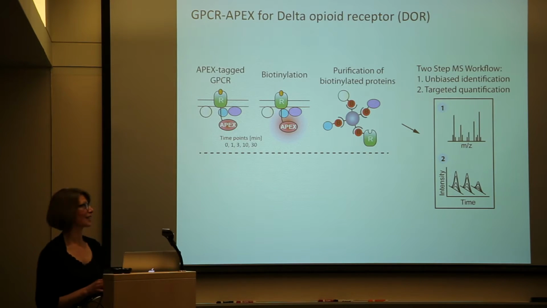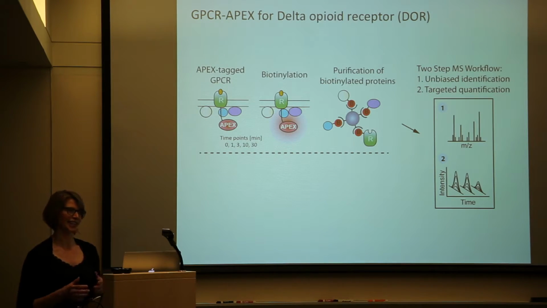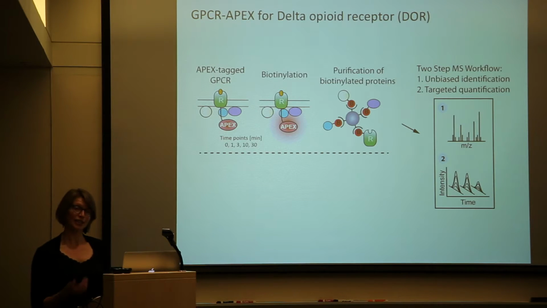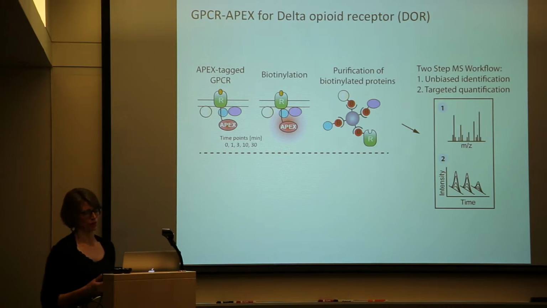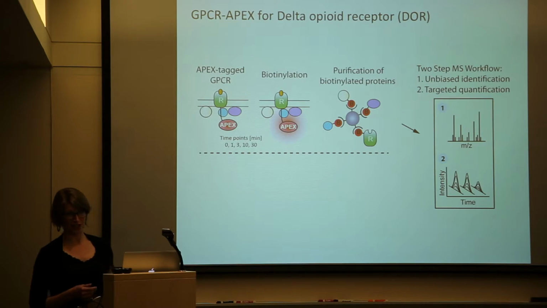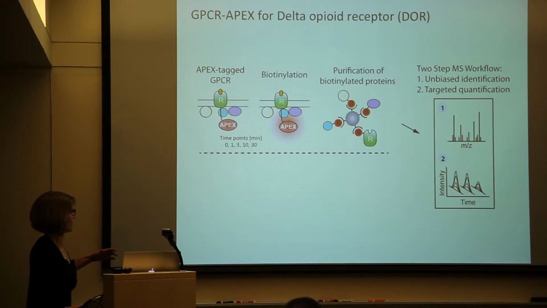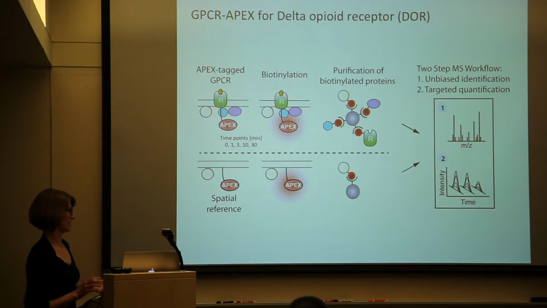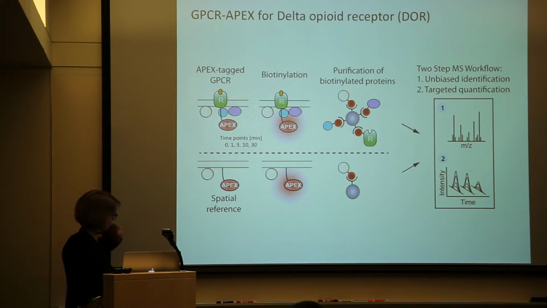Now, again, we look at all the proteins that are biotinylated, and we have interactors mixed with the spatial bystander. So how do we know which one was which? And while I don't have much time to talk about this, we came up with a system of spatial references. And I'm happy to answer some questions later in the VR about this.